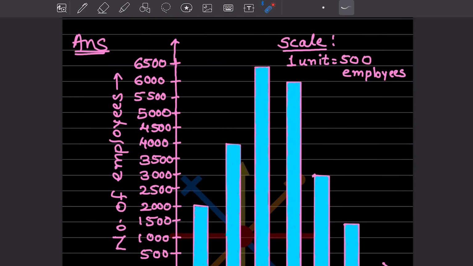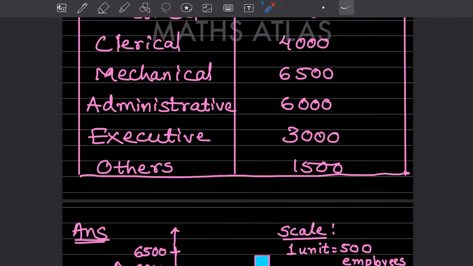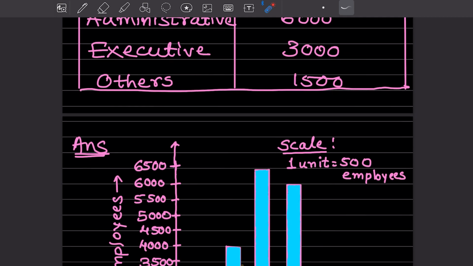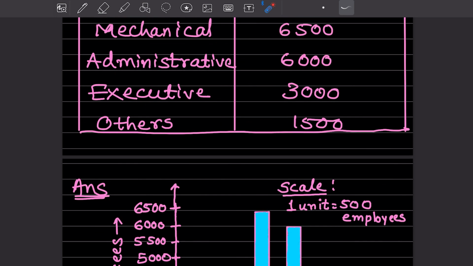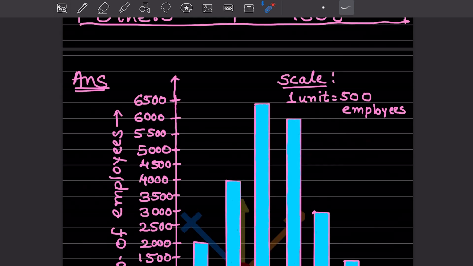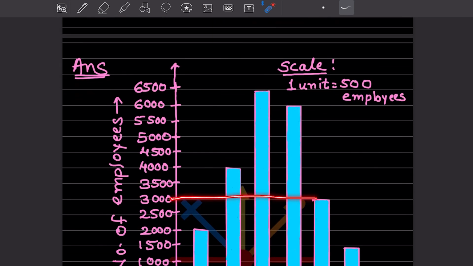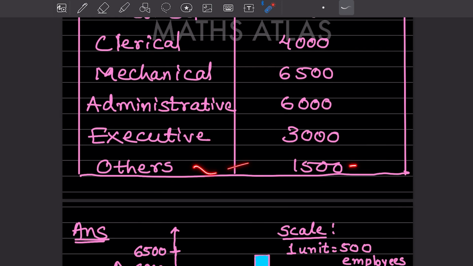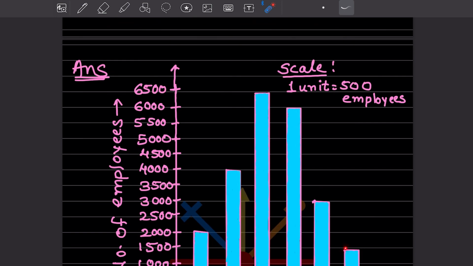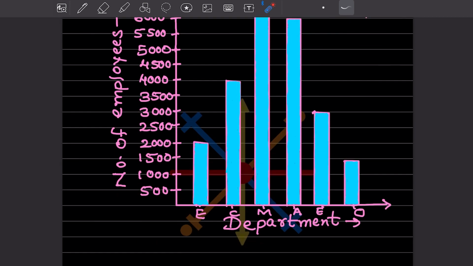So now here this is for administrative, that is 6,000. So 6,000 is here. Then for the executive, 3,000 is here. Then for others, that is 1,500. So 1,500 is here. So hope this is clear to you.